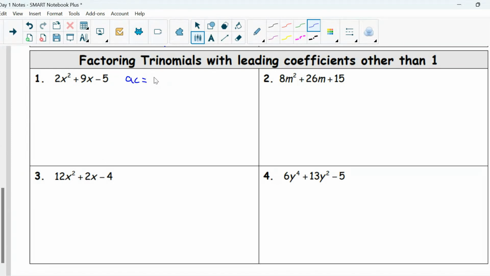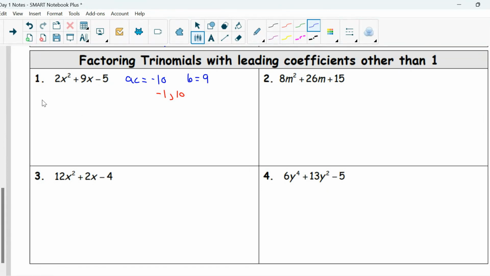AC is going to equal negative 10. And then obviously my b value just equals positive 9. So I need to think of two factors that would multiply to negative 10 and would add to 9. Okay, my two factors are going to be negative 1 and 10. So that's how I'm going to make my grouping.